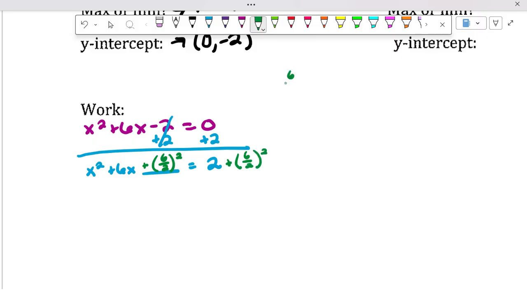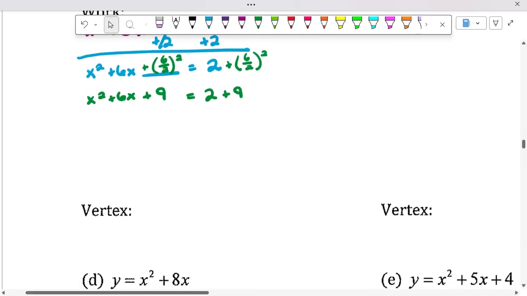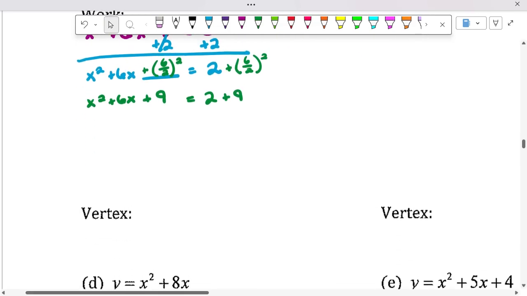Now, 6 over 2 all squared. What's 6 divided by 2? 3. What's 3 squared? 9. So we have x squared plus 6x plus 9 is equal to 2 plus 9. So what's 2 plus 9? 11. So this would be x squared plus 6x plus 9 is equal to 11.